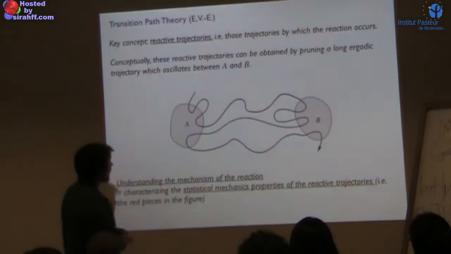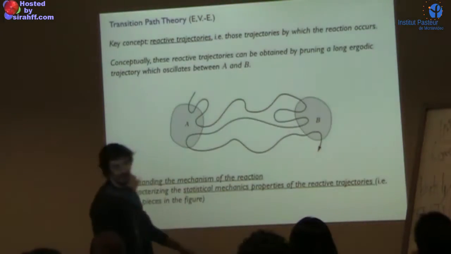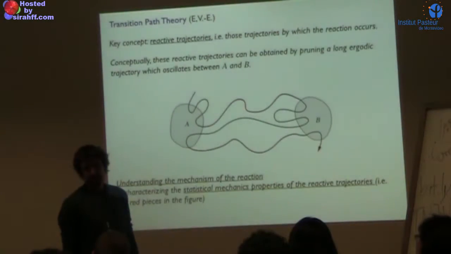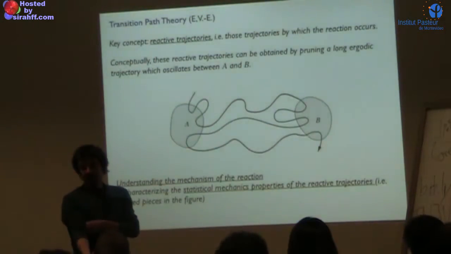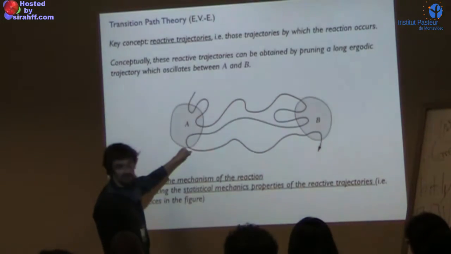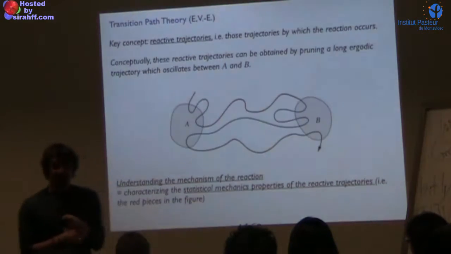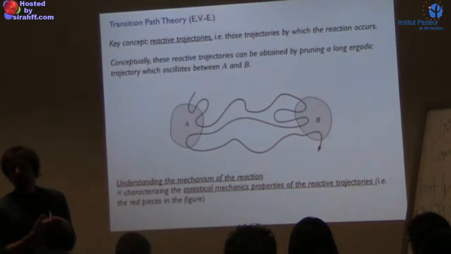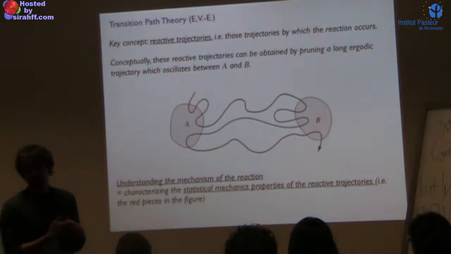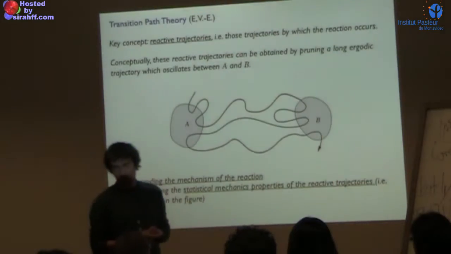And I could imagine that if I have a very, very long trajectory, I would collect infinitely many of these. And I want to know what the statistical properties are. Because I claim that if I want to understand the reaction, I'd really like to try to understand the reactive properties of these trajectories. And that will mean what is their probability density, but also what's the probability current associated with them, which you will connect to the probability current that we have discussed before.